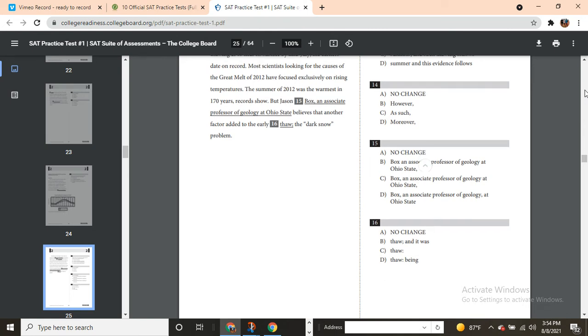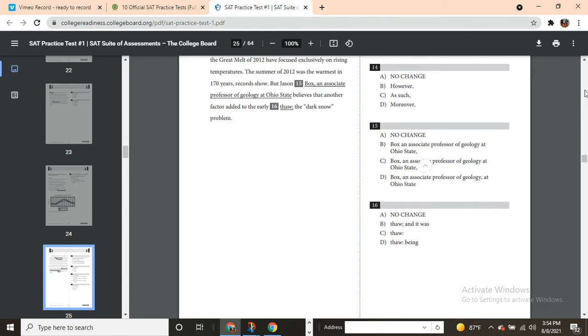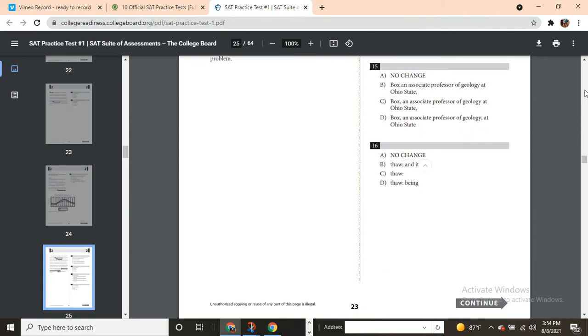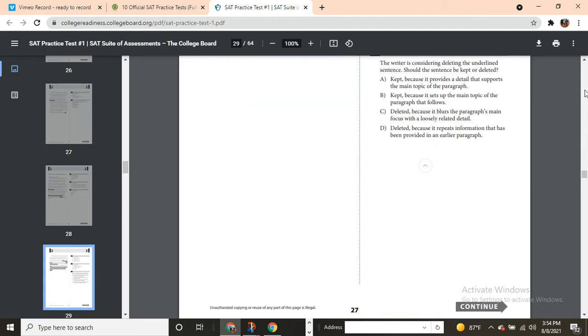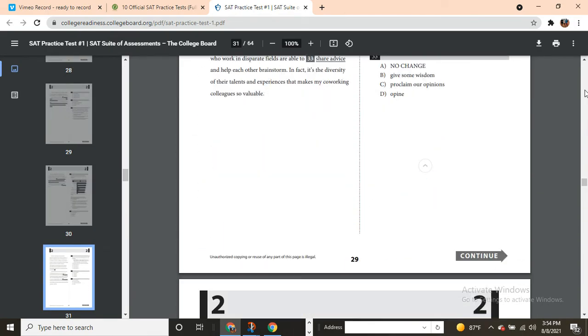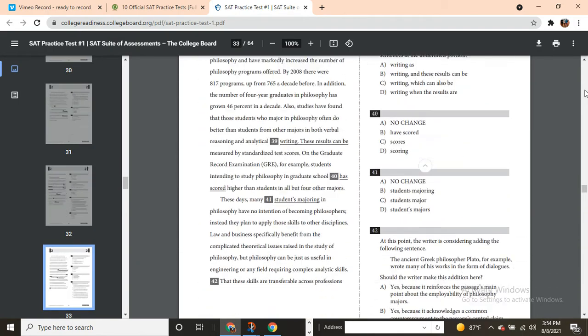It's not a hard section as compared to the one of reading. In this part, you can do all the questions and get all the marks. So, guys, I think you've seen the writing section. The third section is maths without calculator.